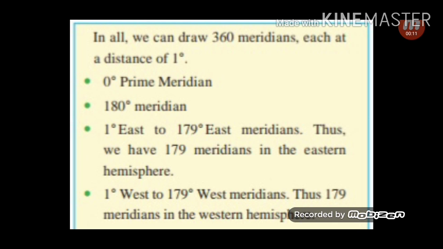0 degree is called prime meridian, and there is the 180 degree meridian. 1 degree east to 179 degree east meridians. Thus, we have 179 meridians in the eastern hemisphere. 1 degree west to 179 degree west meridians. Thus, 179 meridians in the western hemisphere.